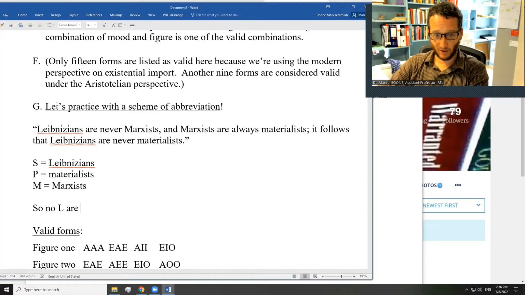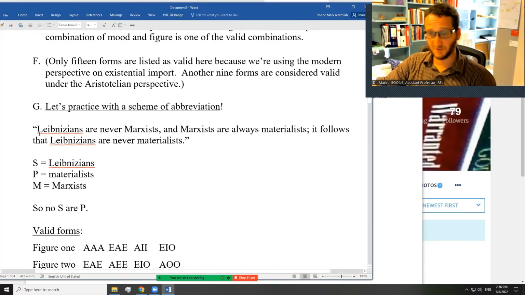No S are P. Leibnizians are never materialists means no S are P. Oh my goodness, there I am using the wrong capital letters. All right, our original argument is Leibnizians are never Marxists. Marxists are always materialists. It follows that Leibnizians are never materialists.